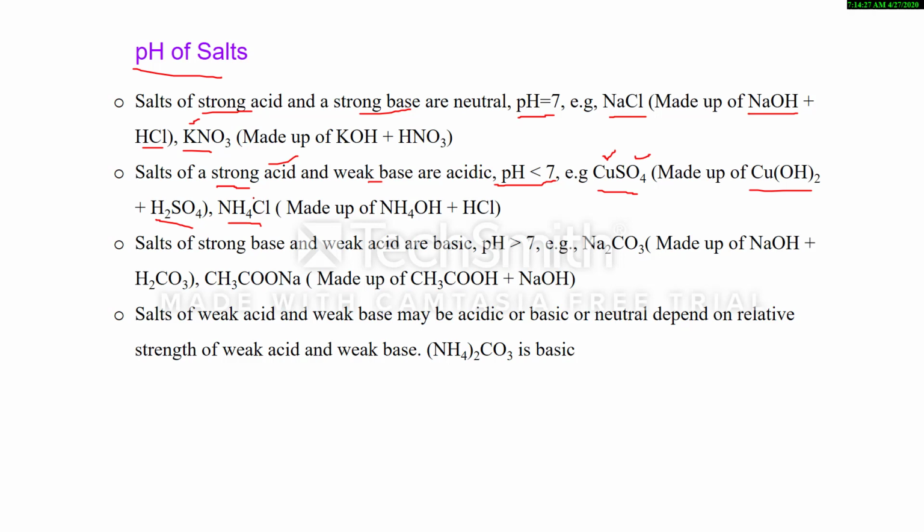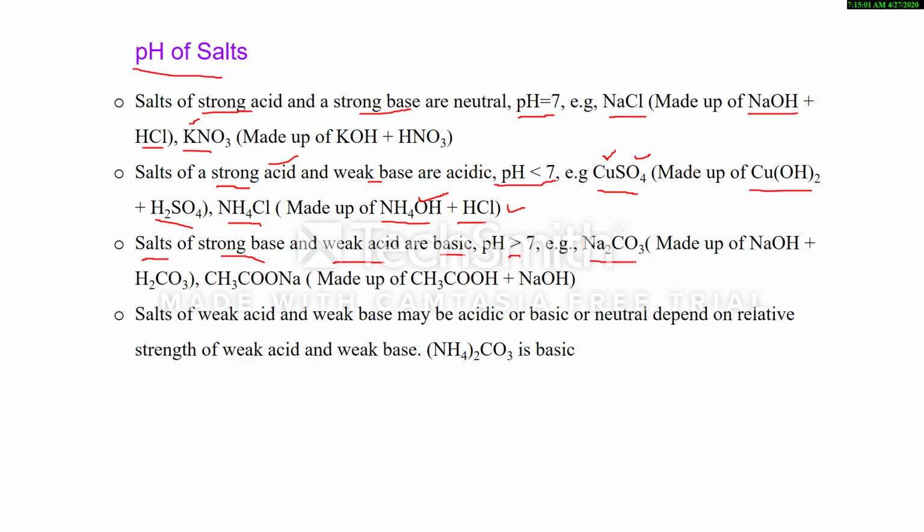NH4Cl. This NH4 is from NH4OH and Cl is from HCl. This is a weak base and this is a strong acid. Net result, the aqueous solution of NH4Cl is acidic in nature. Next, salts of strong base and weak acid. Base is strong and acid is weak. The resulting aqueous solution of such salts is basic in nature and that's why pH is greater than 7.